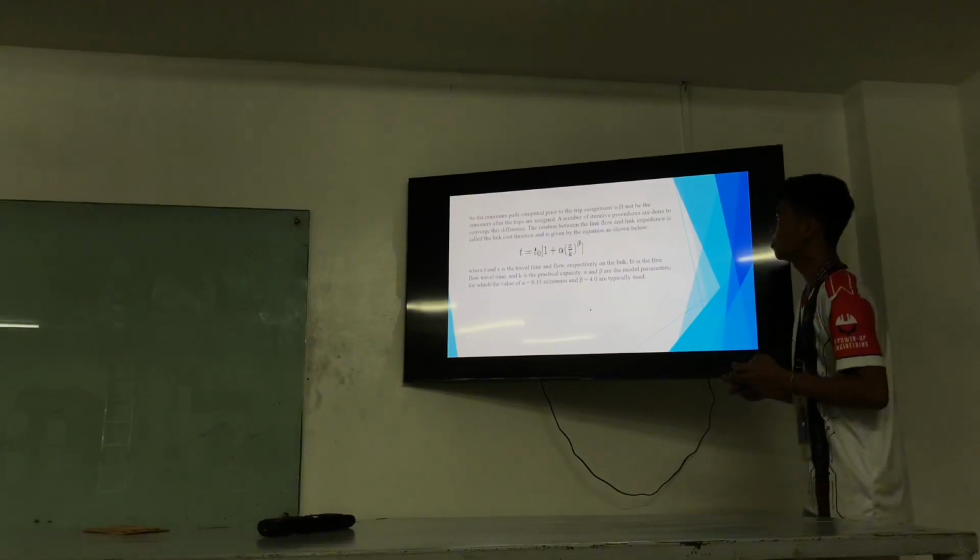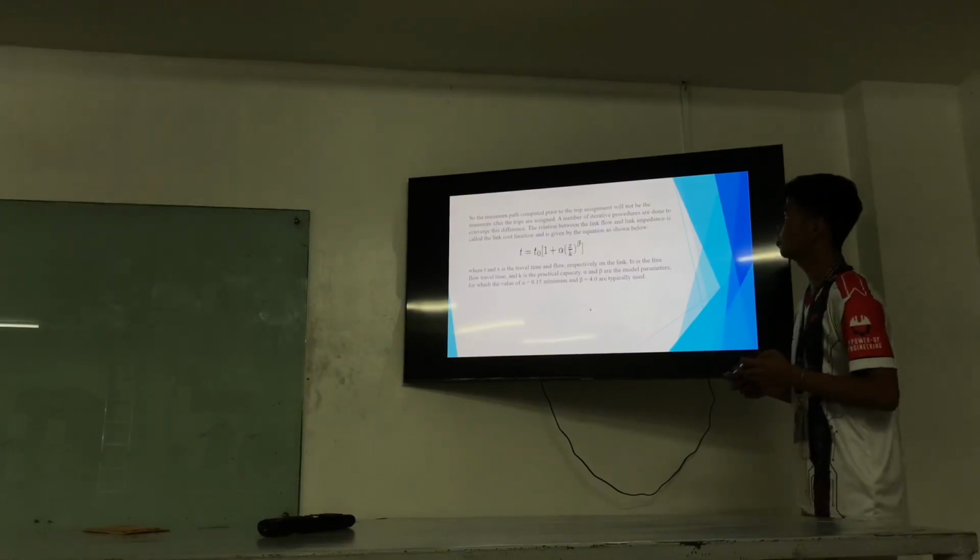So the minimum path computed prior to the trip assignment will not be minimum after the trips are assigned. A number of alternative procedures are done to converge this difference.